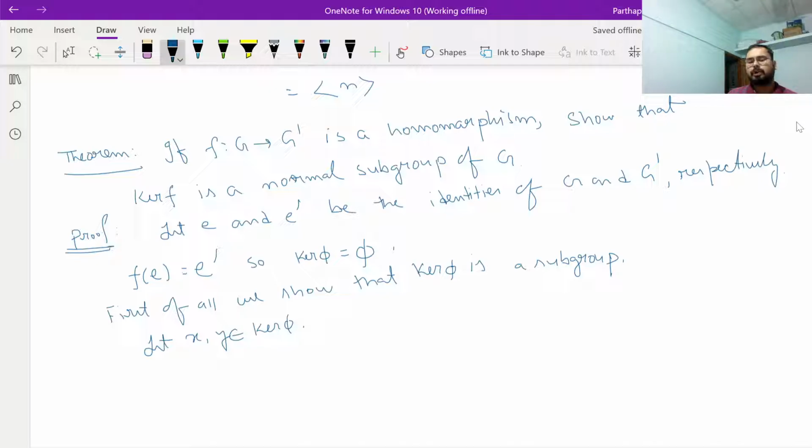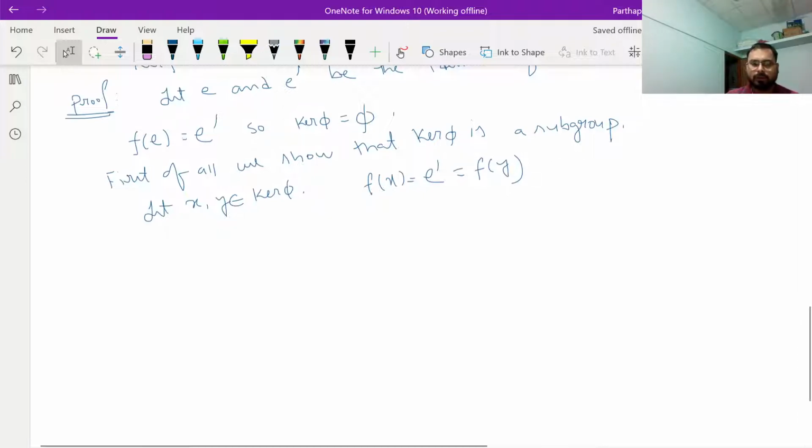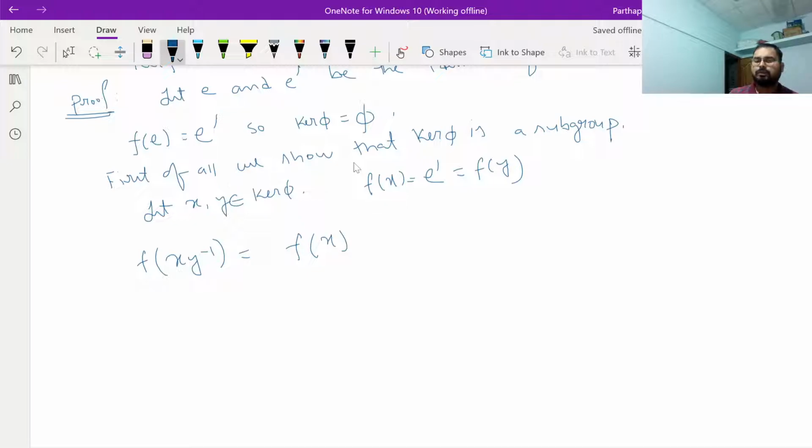Then by the property of the kernel of phi, f of x should be equal to the identity e dash, and this is equal to f of y. This is from the definition of the kernel of phi. So now we have to show that x y inverse belongs to the kernel of phi. So we will take f of x y inverse. Then by the property of homomorphism, this will be f of x into f of y inverse.